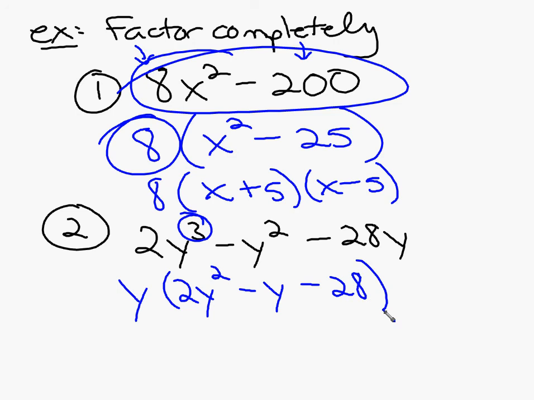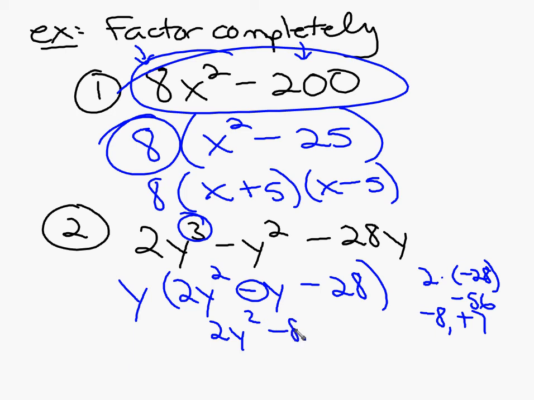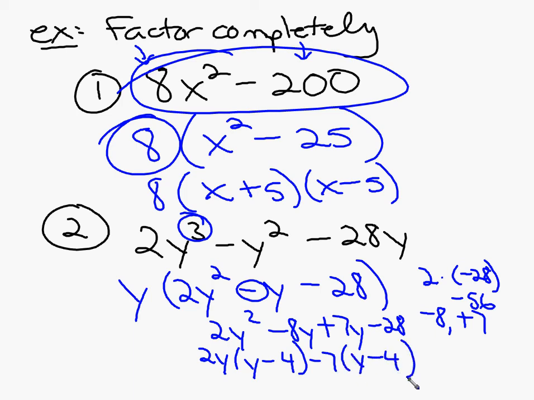And now you can do the product sum method. Let's see if we can do that a little bit quicker this time. 2 times negative 28 is negative 56. I need two numbers that have a difference of negative 1, so that's going to be negative 8, positive 7. So this will be 2y squared minus 8y plus 7y minus 28. Take out a 2y. I'm left with y minus 4. Here I need to take out a 7, so I'm left with a y minus 4.